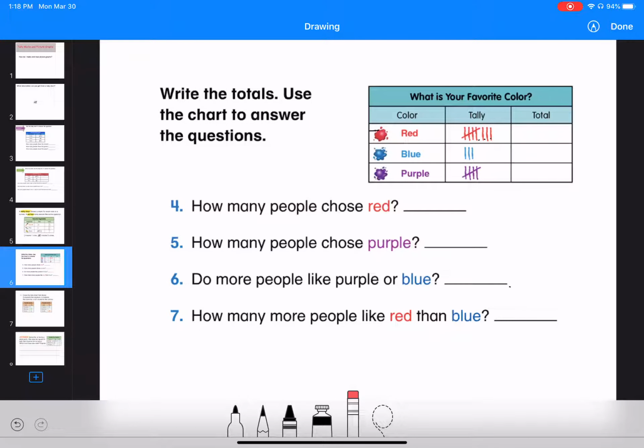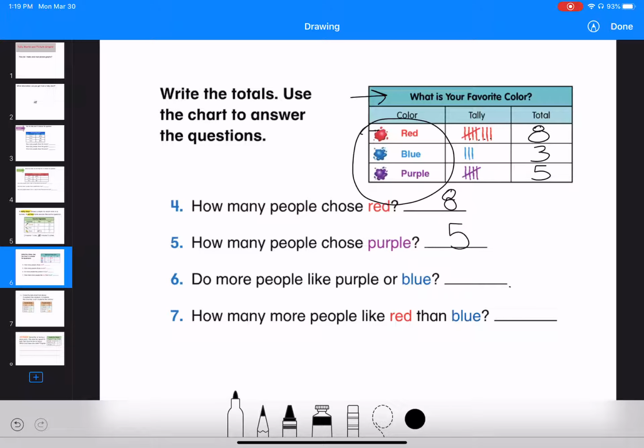All right, let's look at this tally chart. What is the title of this tally chart? What is your favorite color? Now, they only asked, what is your favorite color? They only gave you those 3 choices, red, blue, or purple. So you have to choose one of those. Out of these 3 colors, which one is your favorite? So let's go ahead and count our totals. We have 5, 6, 7, 8 for red, 3 for blue, and 5 for purple. So how many people chose red? 8. How many people chose purple?